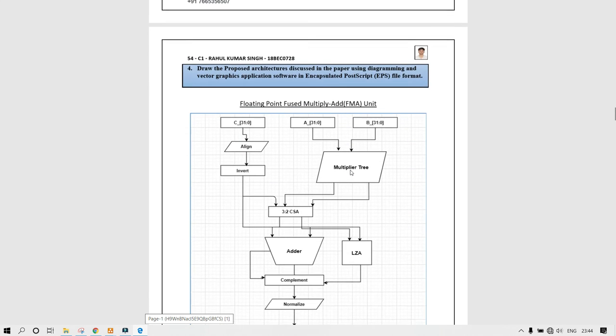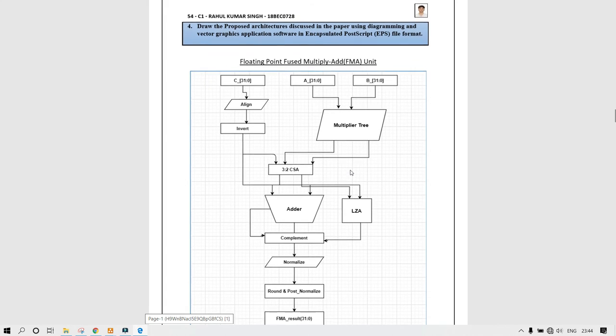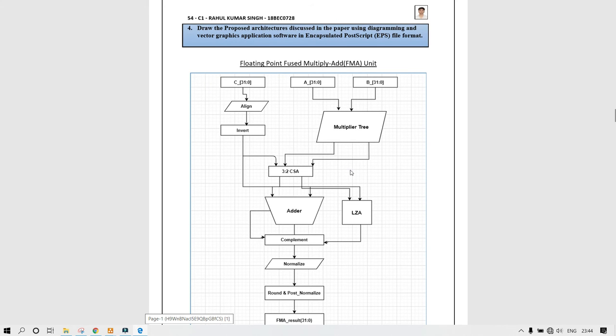Now the next question, which is question number 4. Draw the proposed architecture discussed in the paper using diagramming and vector graphic application software in EPS file format. As in question 2, the diagrams here are also drawn using draw.io software.